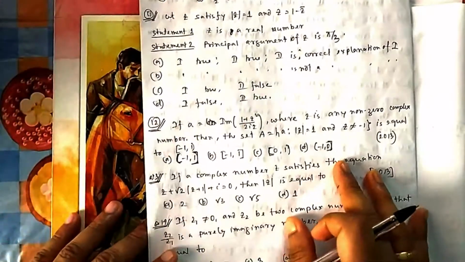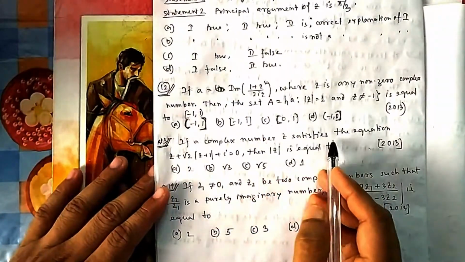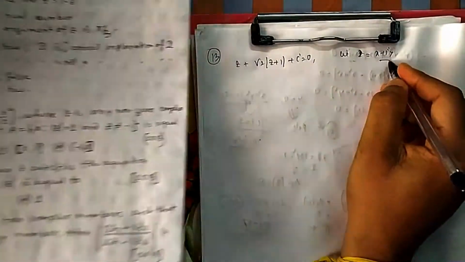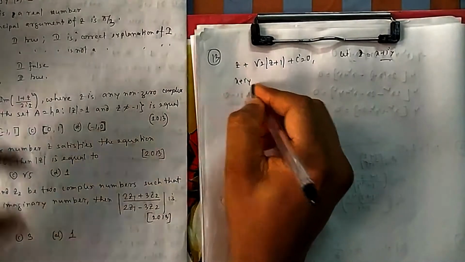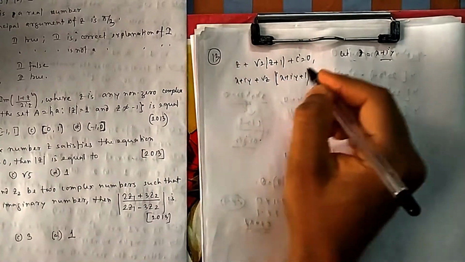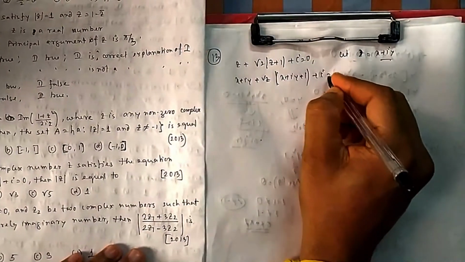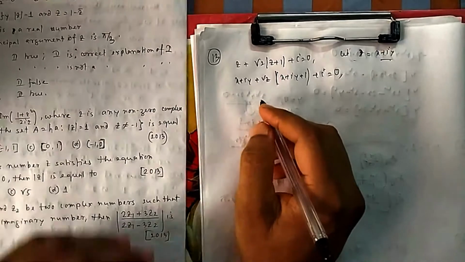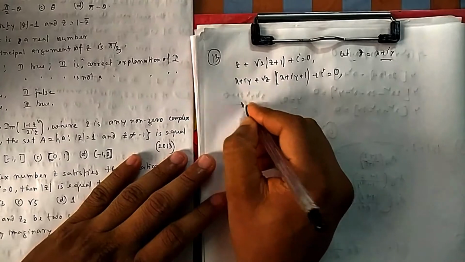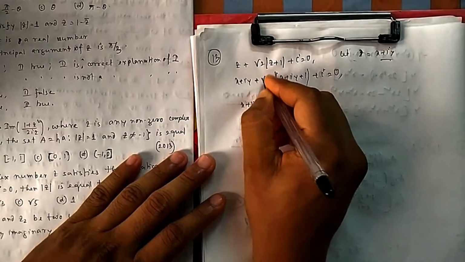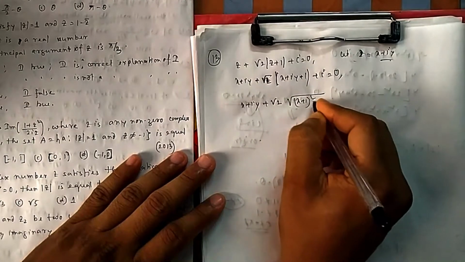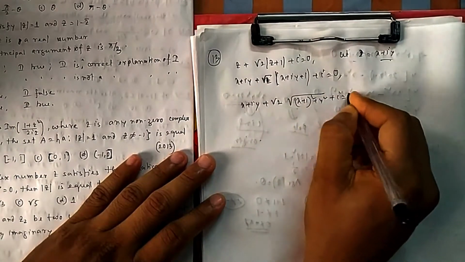Now if you come to 13, what they are asking here, if z is a complex number satisfying this equation, then z is equal to what? So let me take z is equal to x plus iy and then put it here, x plus iy plus root 2 into x plus iy plus 1, and then plus I is equal to 0. If you do a little bit of calculation, then you will get x plus iy, it is root 2 plus root 2 into, and that is x plus 1 whole square, then it is y square plus I is equal to 0.